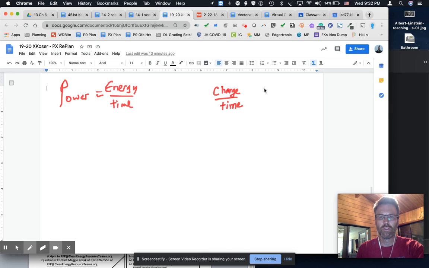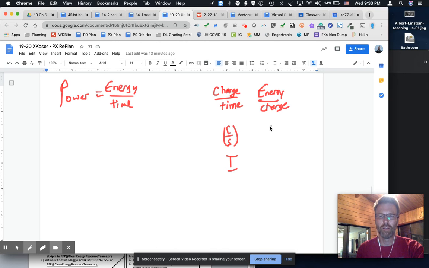And I think you also have an idea about energy per charge. And I think that might be familiar as well. Charge per time, energy per charge. Now, wait a minute. What are those things? Charge over time, that's coulombs per second, if we think of it in terms of units. And that's a name of a quantity called current, charge over time.